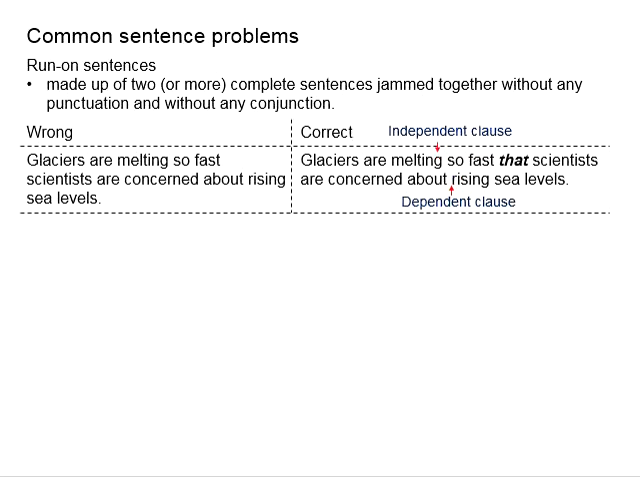However, if you still want to join them together, there should be proper punctuation or conjunctions. In order to correct this sentence: glaciers are melting so fast that scientists are concerned about rising sea levels. Now with the conjunction within the sentence, one part becomes the independent clause, while the other becomes the dependent clause. What is the difference between the independent clause and the dependent clause?